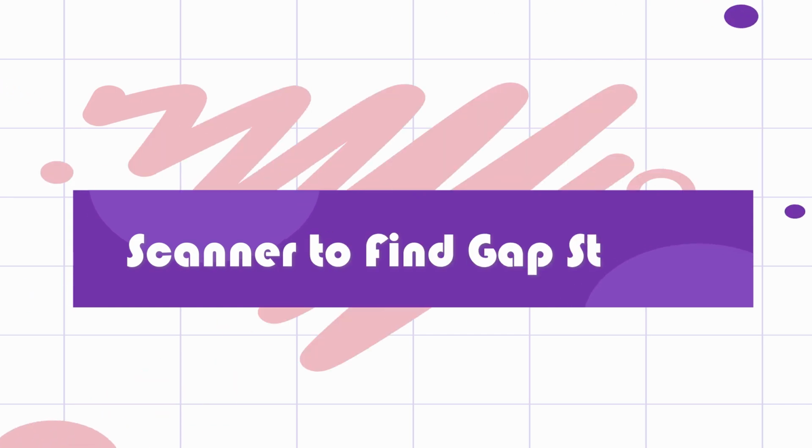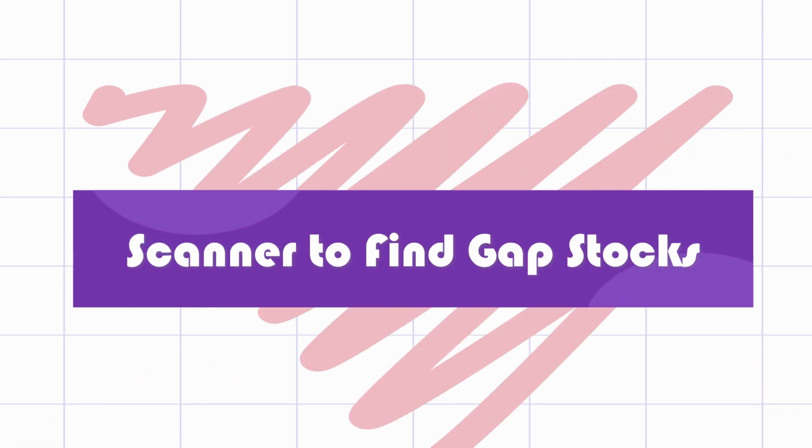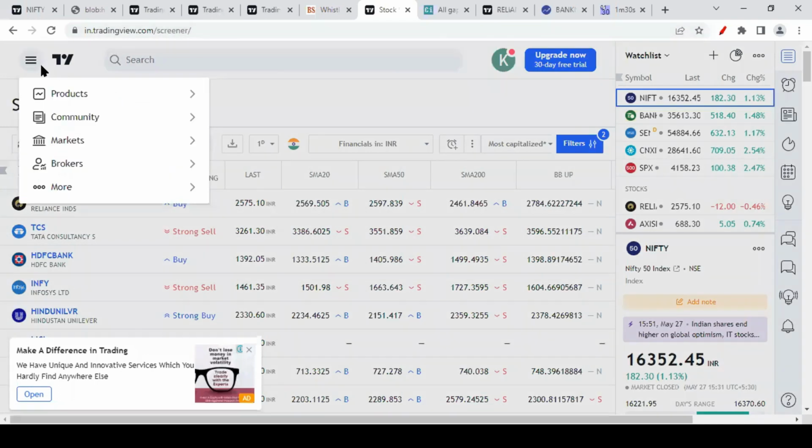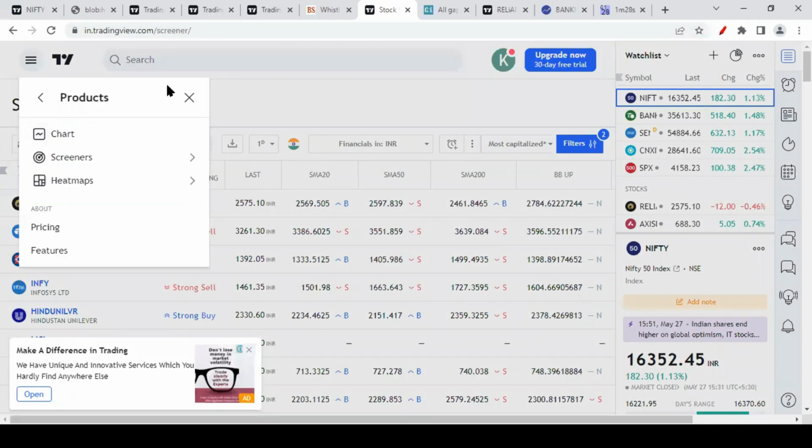Let's check how you can get the list of stocks that are going to gap up or gap down the next day. One screener that you can use is the screener available on TradingView. Go to the screener section. From products, I think you can go to the screeners. Okay, so here are the screeners.